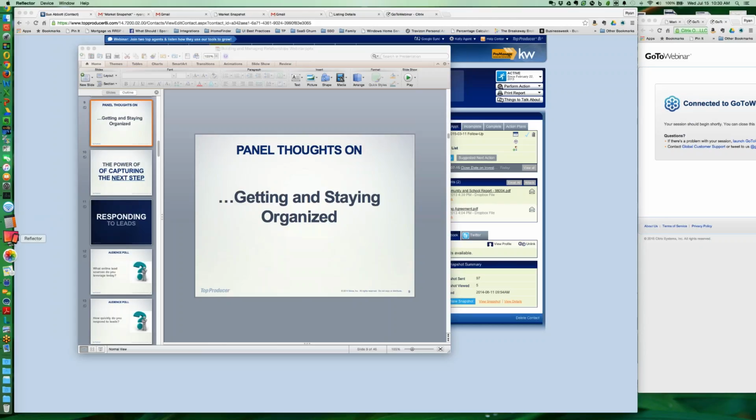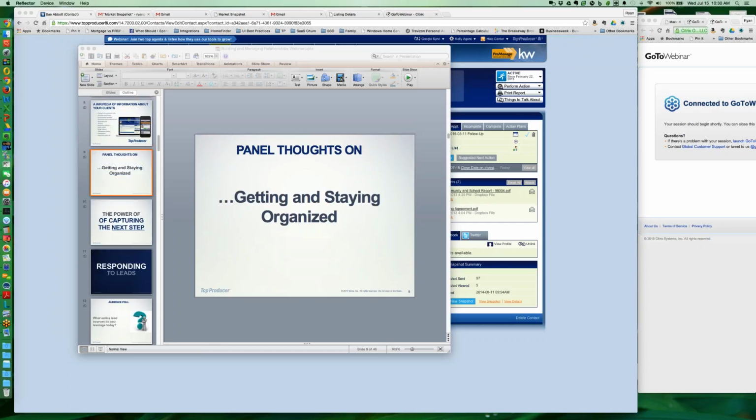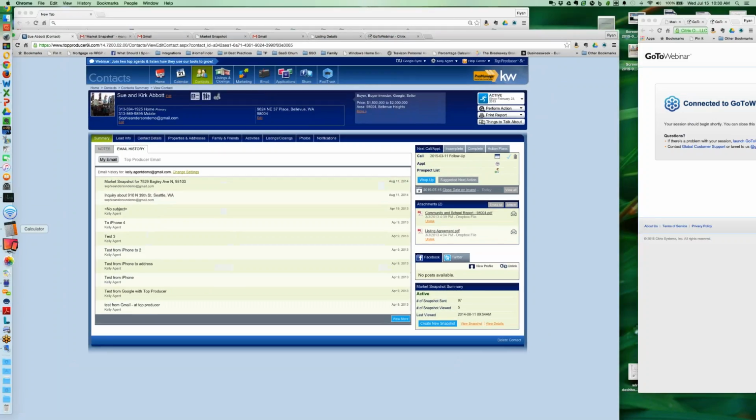So one of the things that I'm going to show here is the importance of not only capturing that note, but more importantly capturing that next step. And so what I'm going to do is pull up our mobile application, if I can get that going here. Get that to show. And it doesn't look like we're going to have much success with that.